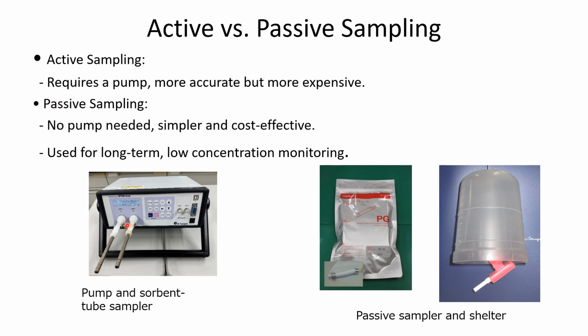For the active sorbent tube method, we have to use a pump, and this is more accurate but a little bit expensive. For passive sampling, there is no need for a pump or electricity, so this is cheaper, simple and lower cost. But we have to keep it for a longer time for monitoring because we just use the diffusion method.